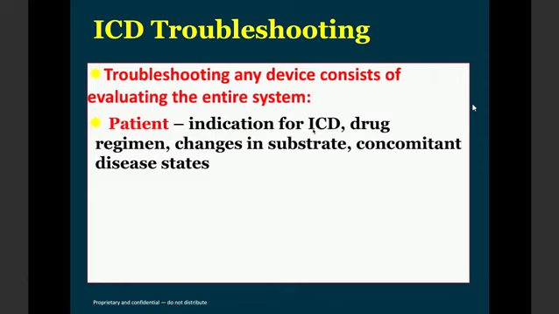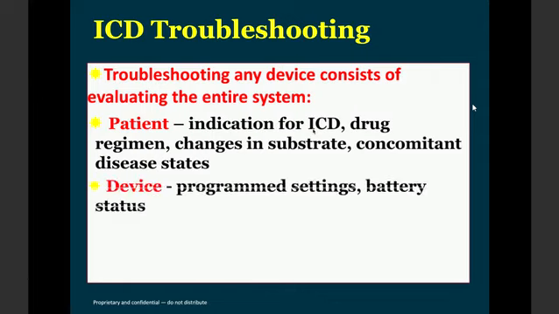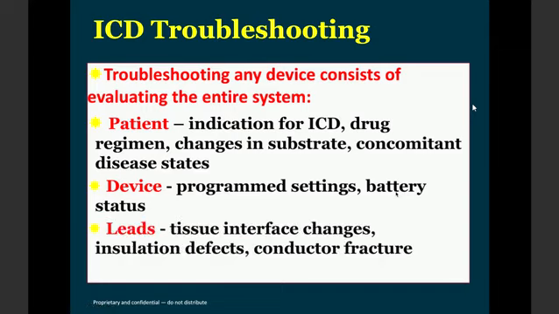These are all patient-related factors which are very important during follow-up. The next is the device itself. What are the program settings? We just saw in the previous slide, detection criterion, pacing criterion, therapy criterion, all that we saw, that they are the program settings of the device. We should have an idea about the battery status. If the battery has reached end of its service, it will not function.